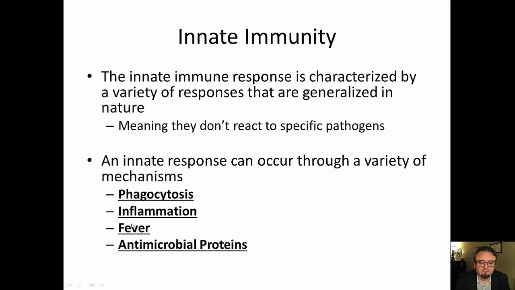They will trigger inflammatory events. Inflammation can lead to fever, and there's also a cascade series of a variety of different what are called antimicrobial proteins. So these are kind of acellular immune components that will attack and try and ward off various invading microbes. So really, it's a whole series of reactions that all kind of work together.